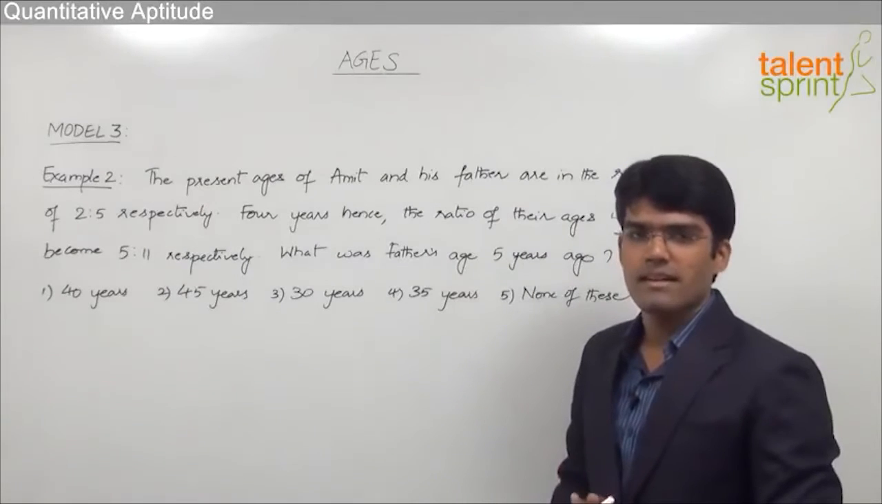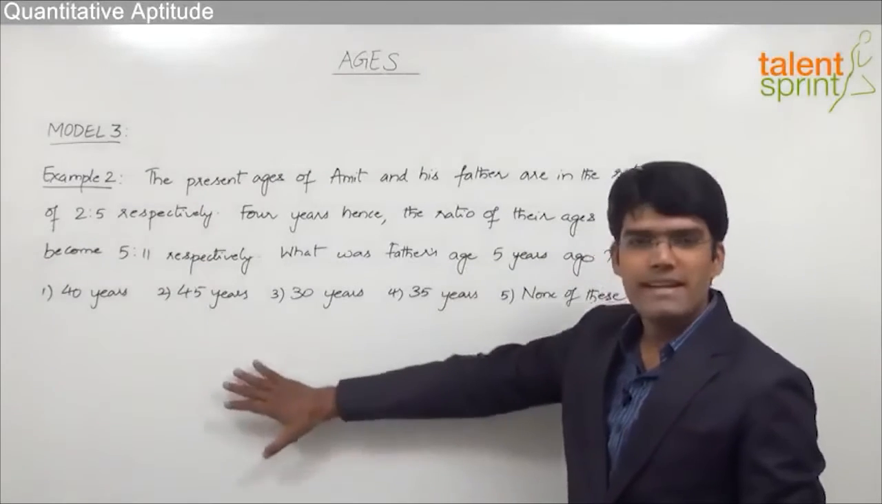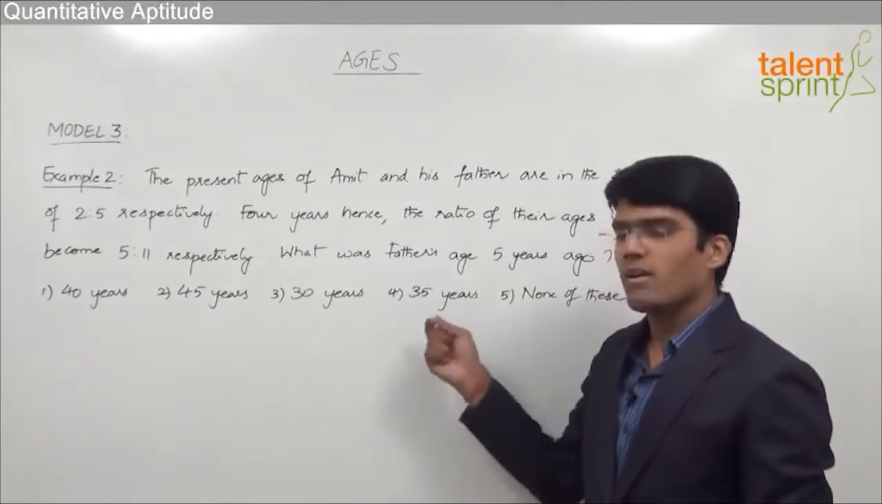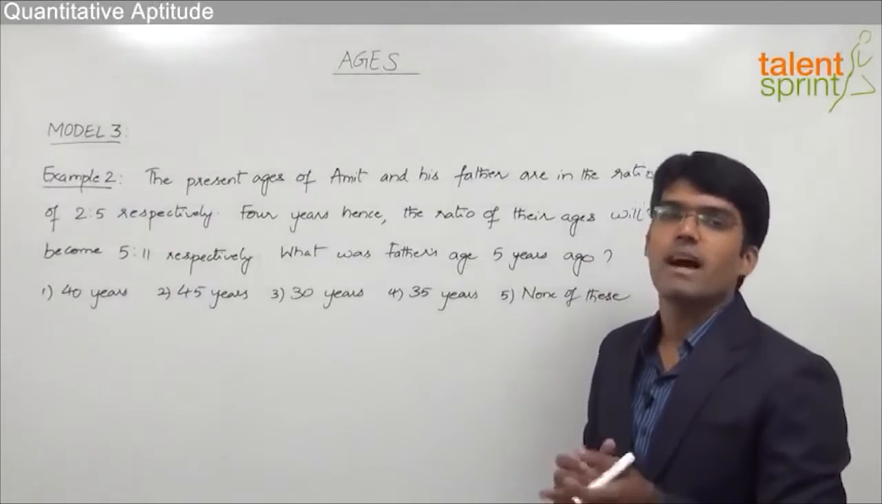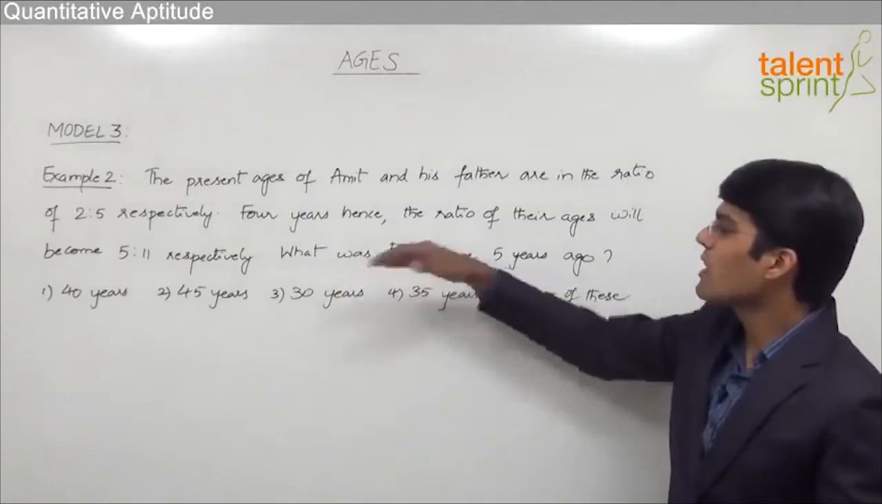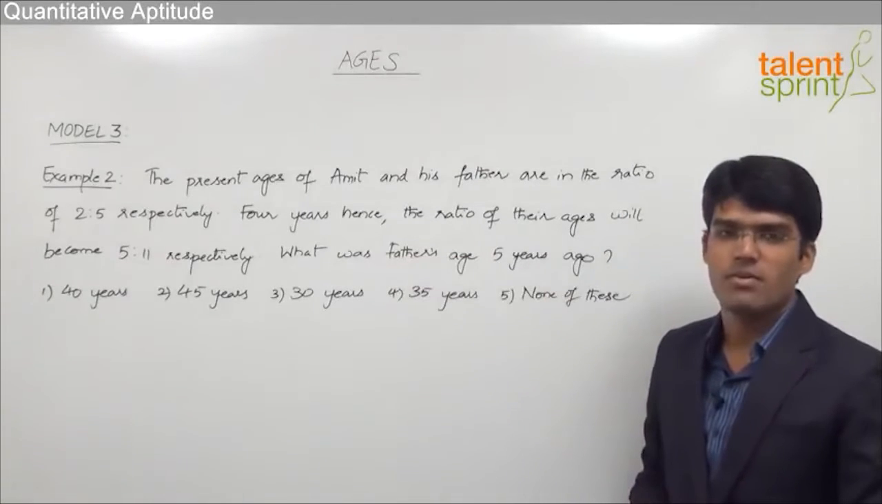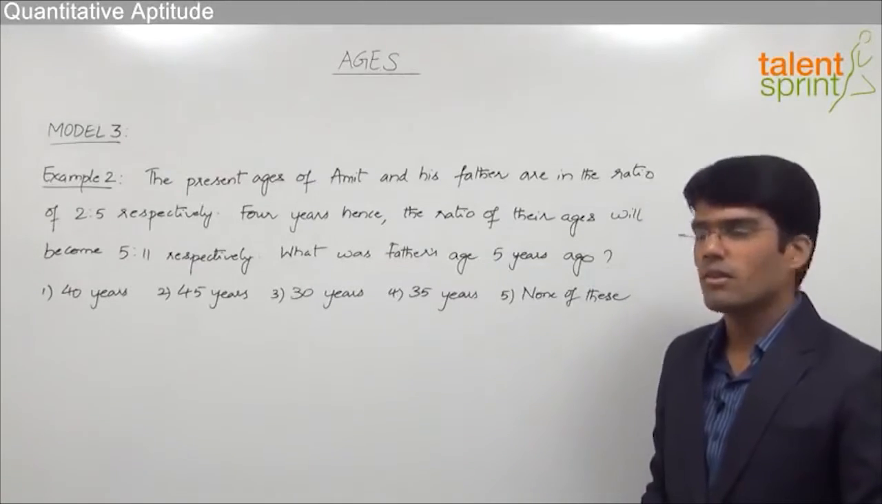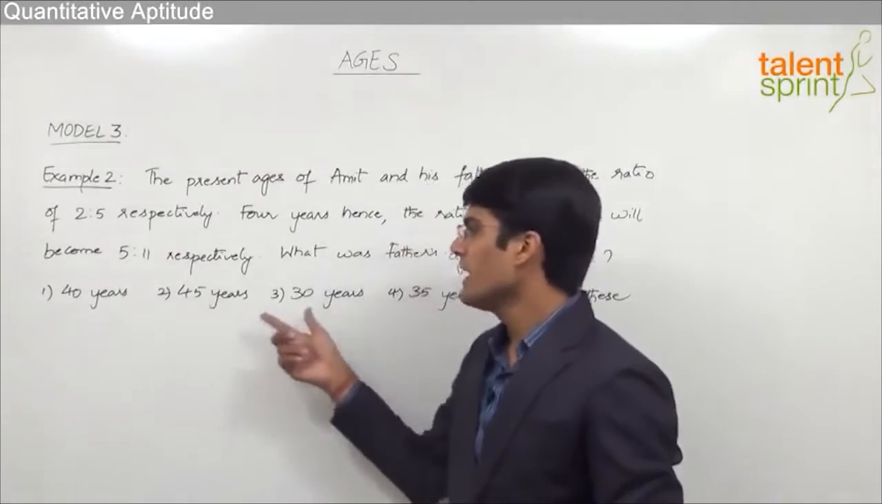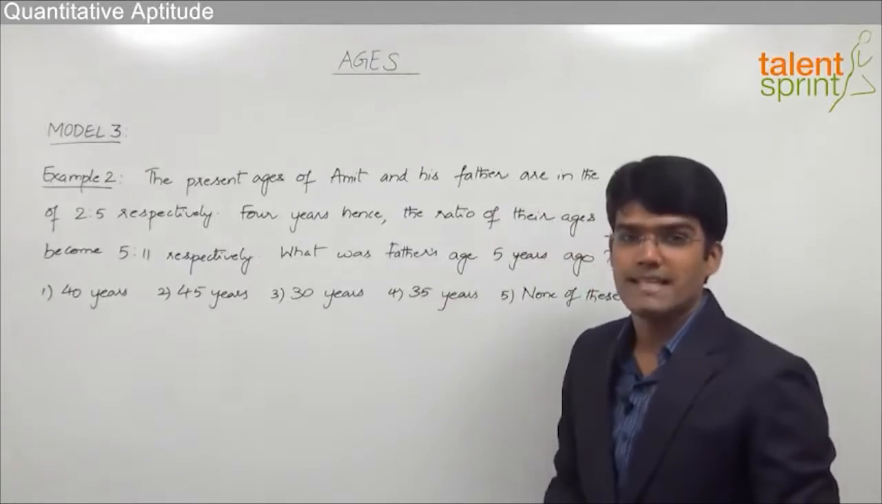As we have discussed in the earlier example, let us avoid writing all the steps and try to solve this question directly by eliminating the wrong options. Let us see how to do that. The question here is, what was father's age 5 years ago? So we are supposed to find out what is father's age 5 years ago. Let us look at the options one by one and understand what can be the correct answer.